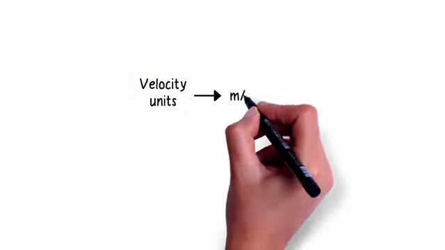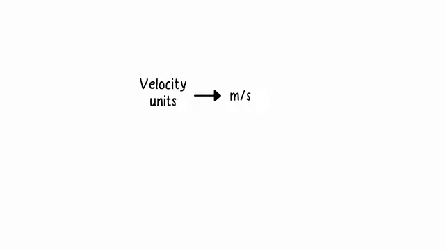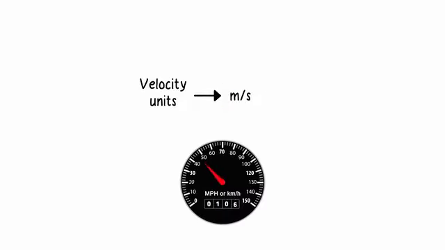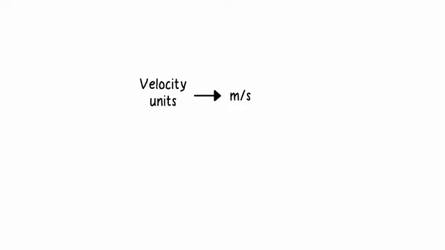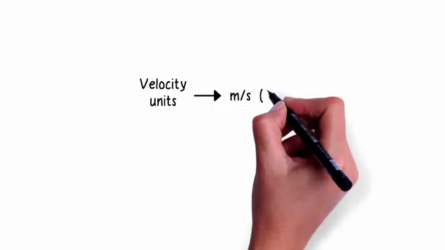What do you think is the unit of measurement for velocity? The unit of measurement for velocity is the same as that for speed. Meters per second. Now you might wonder why meters per second. The cars we drive indicate speed in miles per hour or kilometers per hour. So why is the unit for velocity meters per second as well? That's because the established SI unit of measurement for velocity is meters per second.